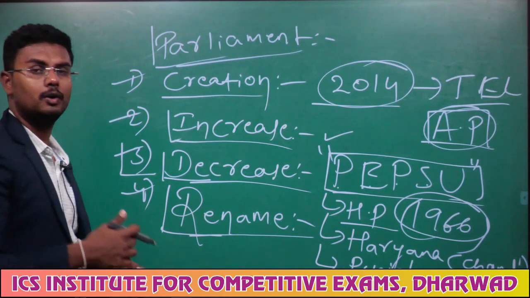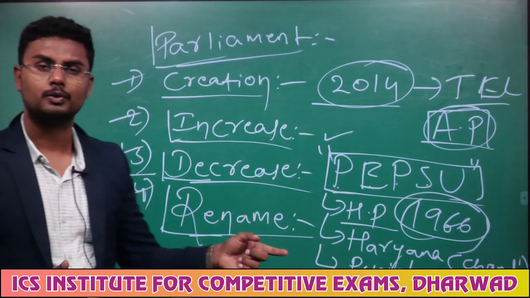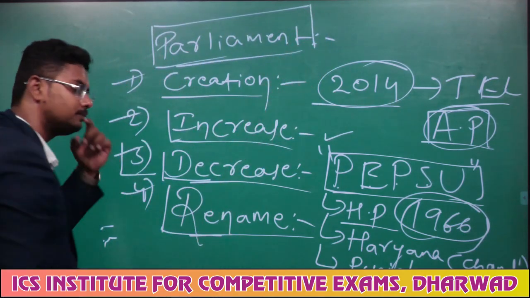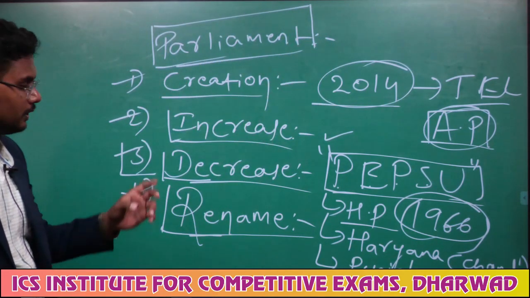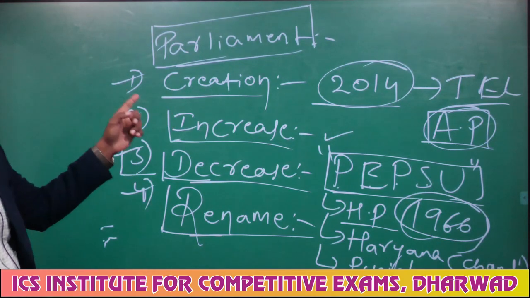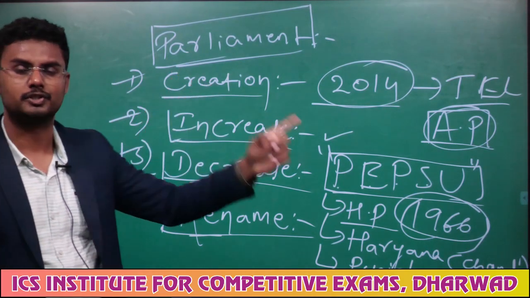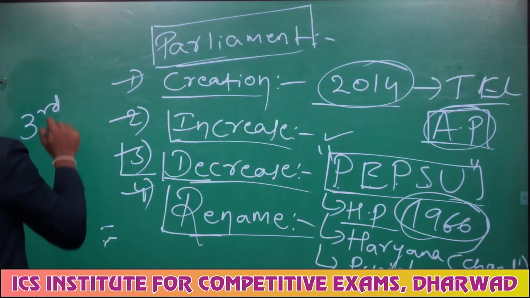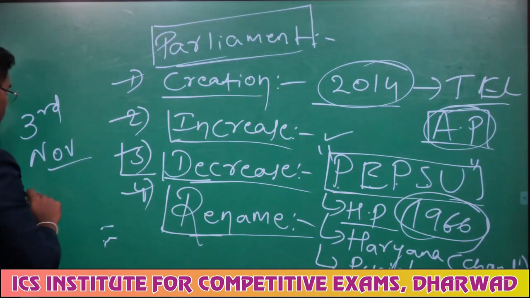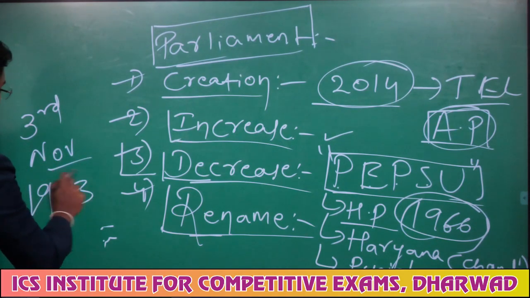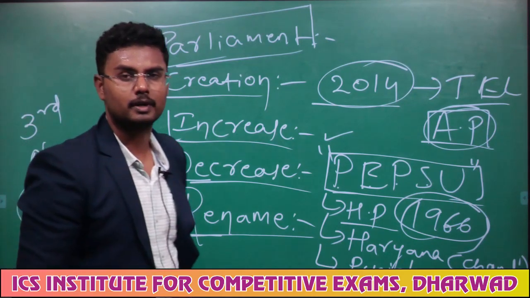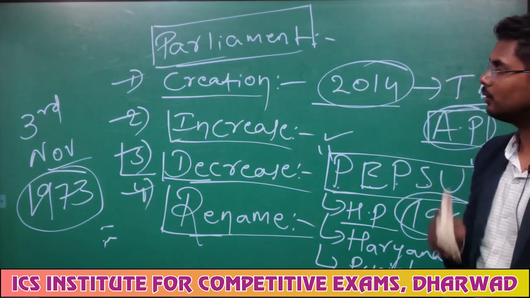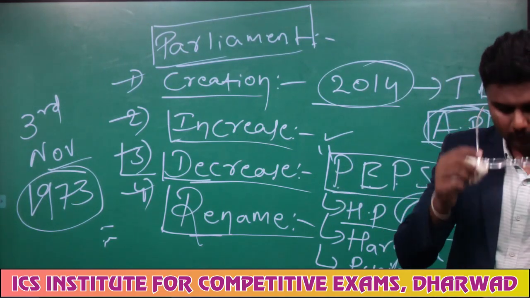So, who changed the name of Mysore State to Karnataka? Obviously, of course, the Parliament of India. So, in the year 1973, the name of Mysore State was changed to Karnataka. To be precise, it was on 3rd of November 1973, when the Chief Minister of Karnataka was Sri Devaraj Urs. He was in Gadag for some event. There he got to know that the name has been officially changed.